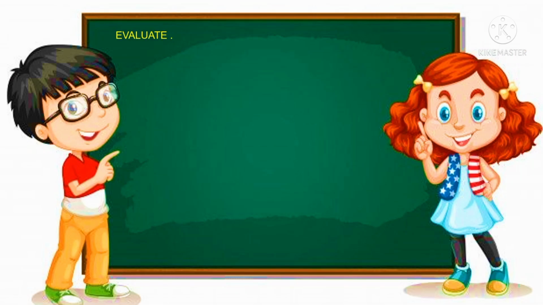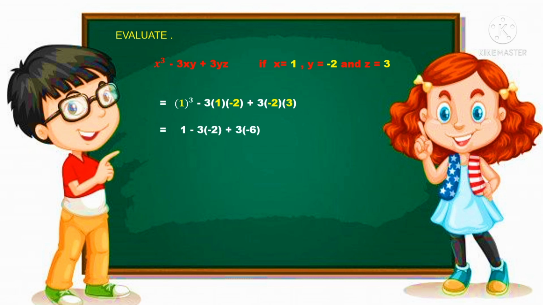Let's try another example: x cubed minus 3xy plus 3yz. It is also a trinomial because it has 3 terms. If x is equal to 1, y is equal to negative 2, and z is equal to negative 3. Same procedure, substitute all the given values of our variables. So it gives us 1 cubed minus 3 times 1 times negative 2 plus 3 times negative 2 times negative 3. Now I simplify it. 1 to the cube is equivalent to 1. 1 times negative 2 gives us negative 2, plus negative 2 times negative 3, negative 6.